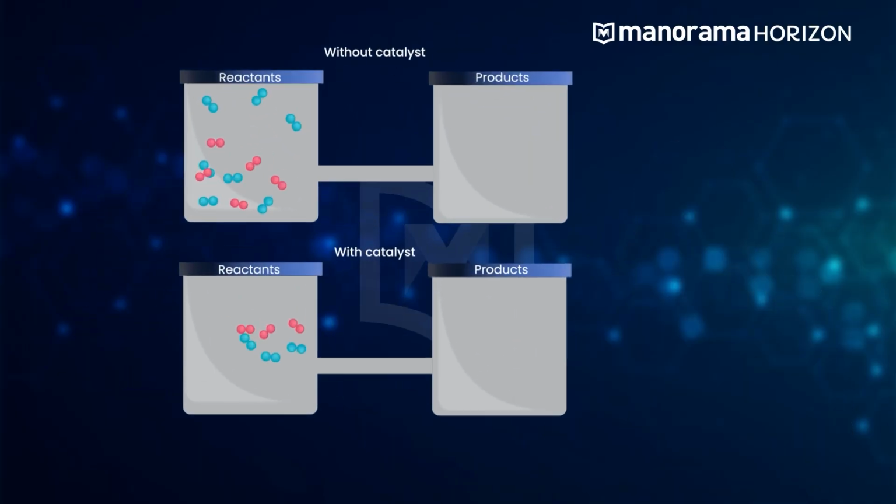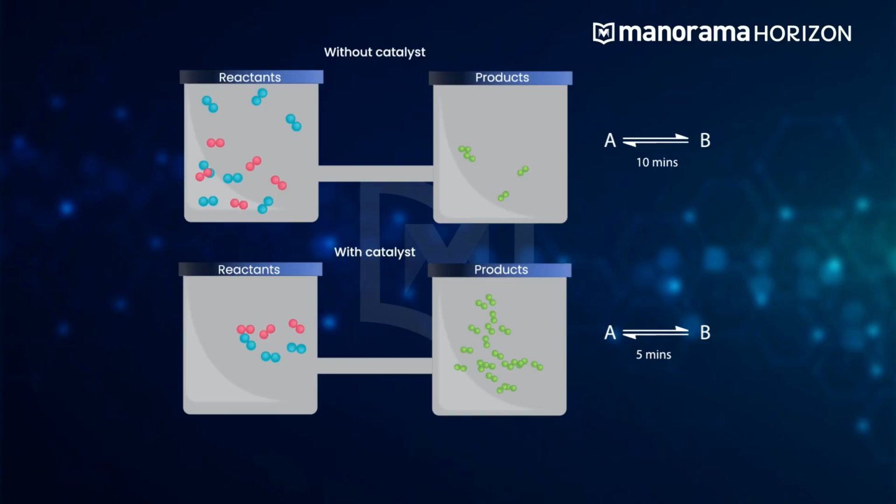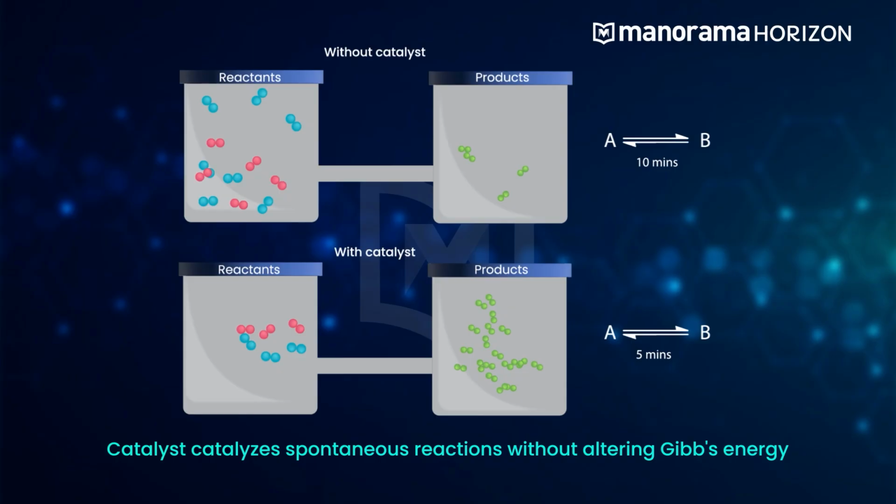In fact, the catalyst does not change the equilibrium constant of a reaction. Rather, it helps in attaining the equilibrium faster. That is, the catalyst can alter the rate of both forward and backward reactions, and that too to the same extent. This means the equilibrium remains the same but is reached earlier. This clearly indicates that catalyst catalyzes only the spontaneous reactions without altering the value of change in Gibbs energy.